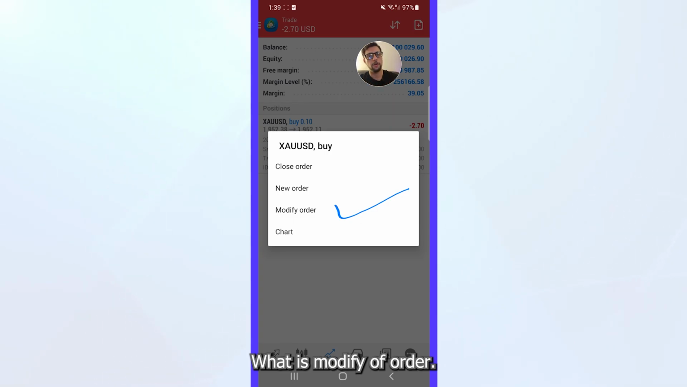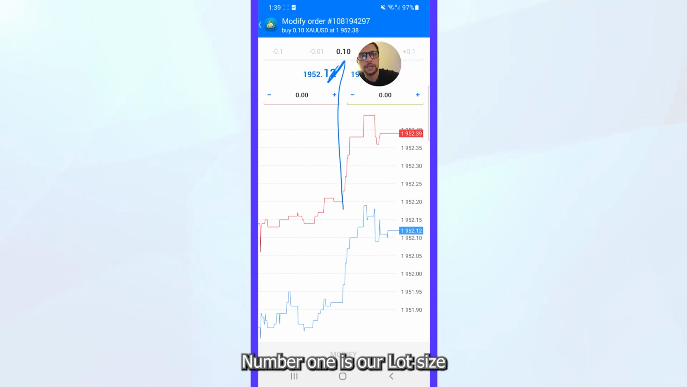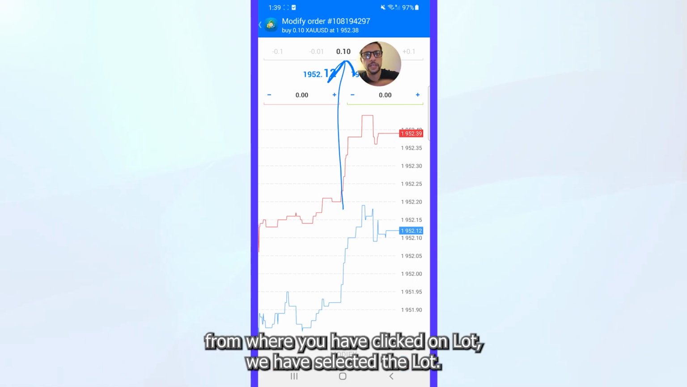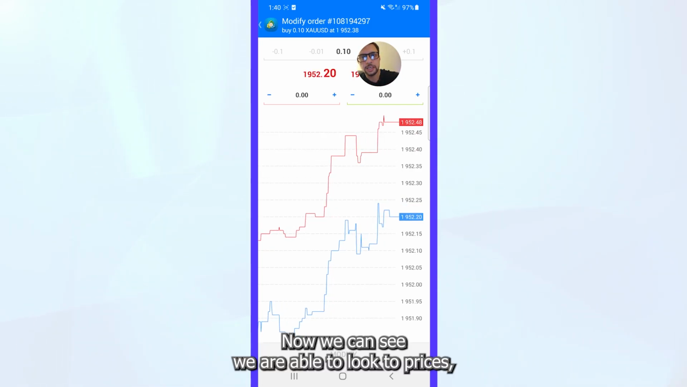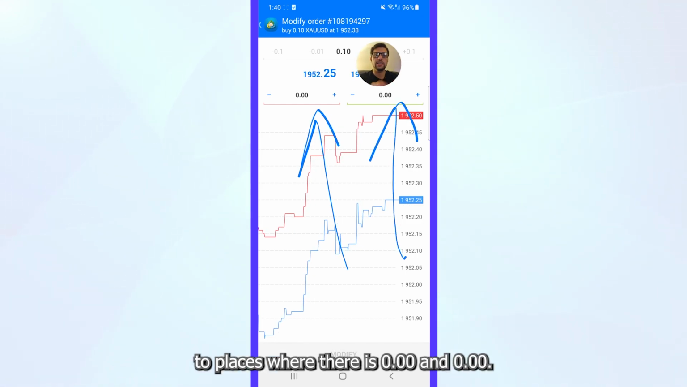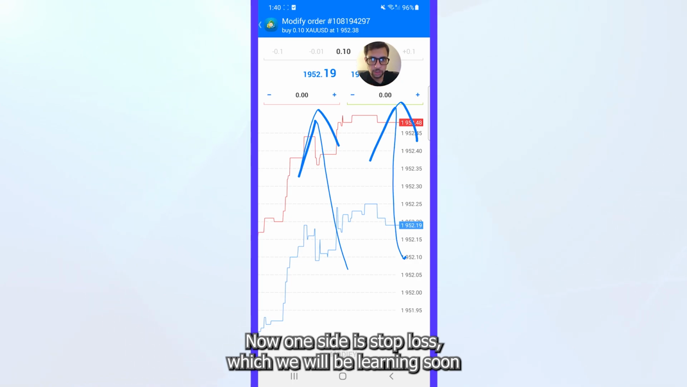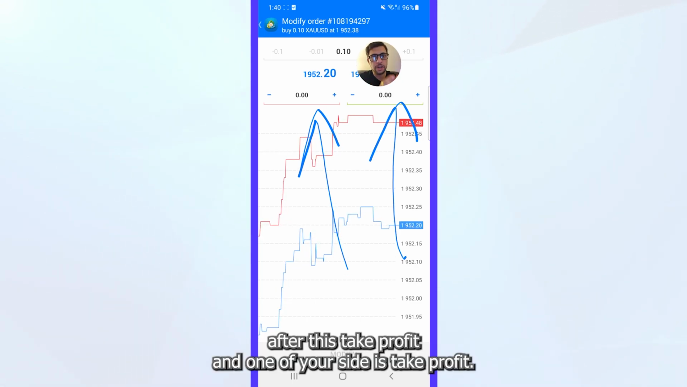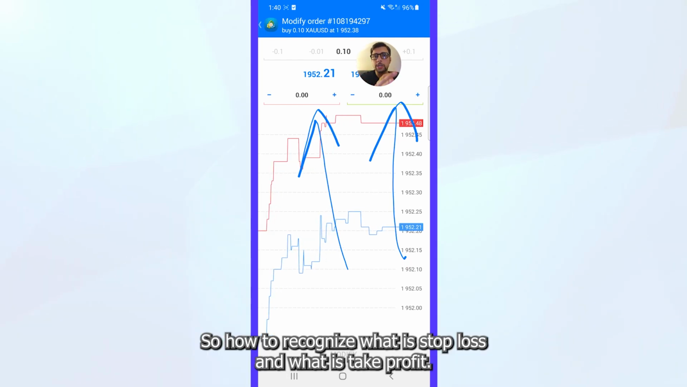What is modify order? If we click on modify order we can see two things, actually three things. Number one is our lot size, which we selected. Now we can see two places where there is 0.00 and 0.00. Now one is stop loss, which we will be learning soon after this take profit, and the other is take profit. So how to recognize which is stop loss and which is take profit?